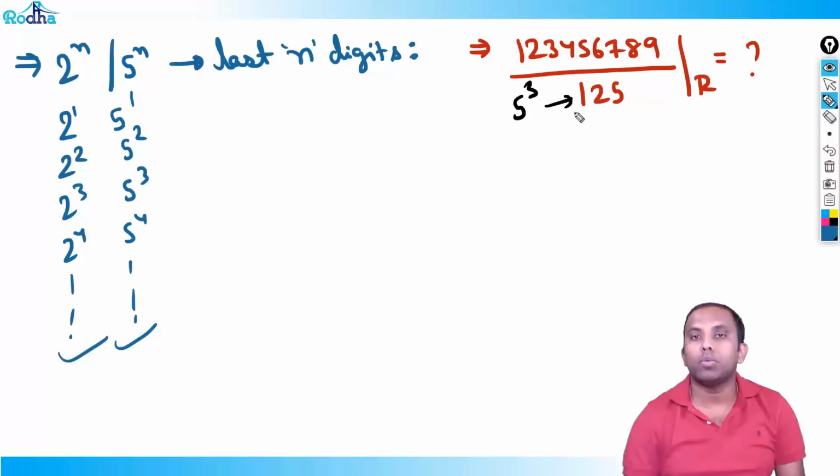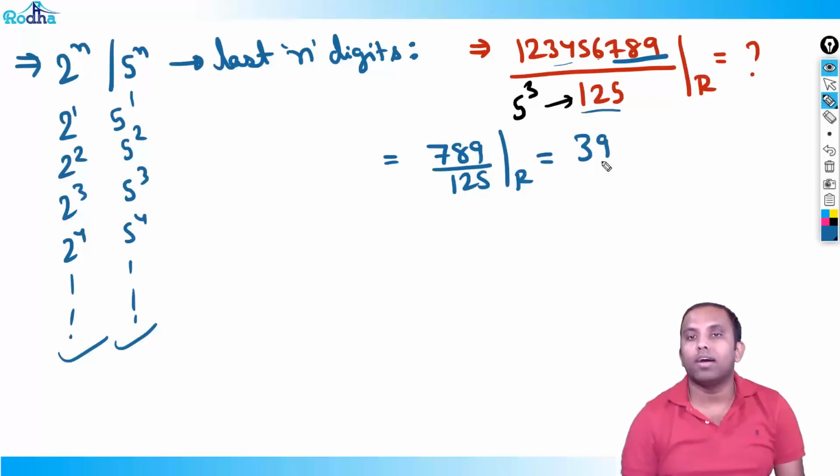So for 5 cube, it is last 3 digits, right? I simply have to check for the last 3, because all the others will become 0. So I'm left with just 789 divided by 125, remainder. 125 into 6 is 750. So what is the answer? The answer is 39.